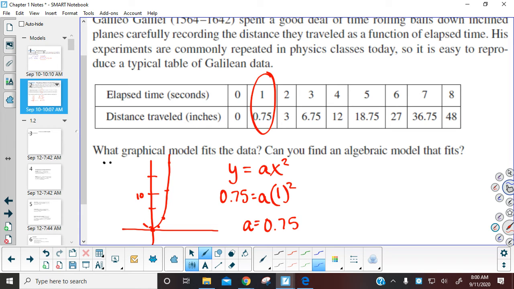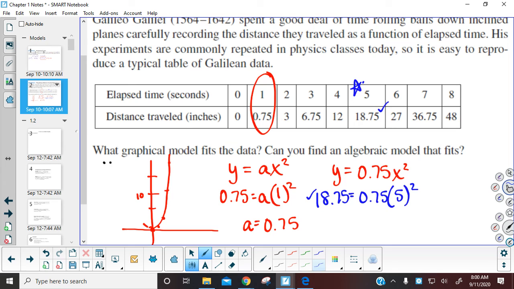What I would recommend then is to test to see if that's going to work for a different point. So if I plug in 0.75 for A, I'm going to plug in a different point to see if this works. You can pick any point that you want. So I'm going to use this point, and again, you can pick anything. Let's see if that's going to work. So I'm going to do 0.75 times 5 to the second power. And when I type that in my calculator, I do end up getting 18.75. And since that is what I want to get, this equation is going to be your equation.